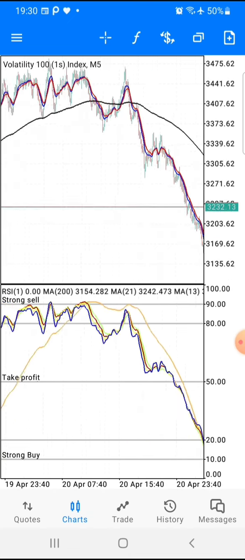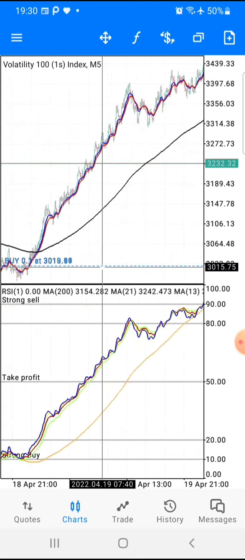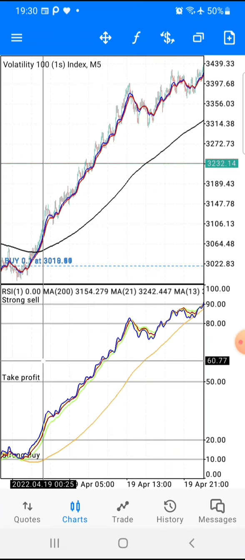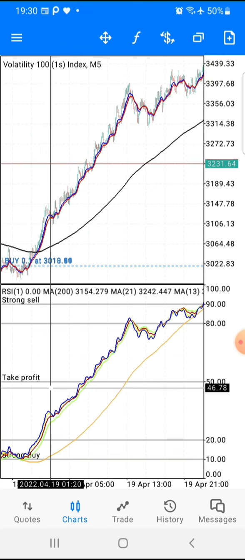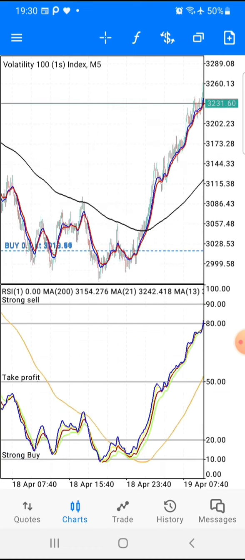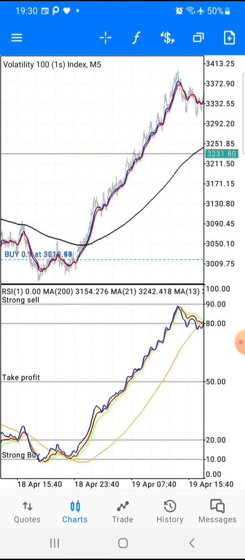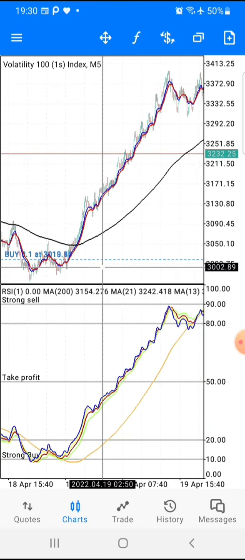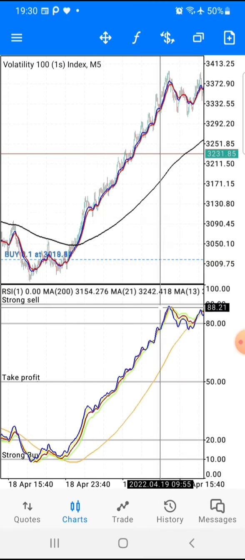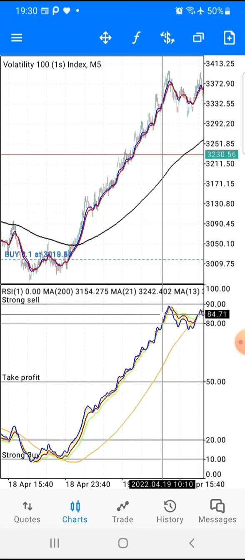Be mindful of take profit, guys. Take profit is at 50. Here it's at 50. When it reaches there, you take profit. If you have the guts, or have the funds to hold, you can hold, guys. You can go up to here. It's a strong sell, guys.